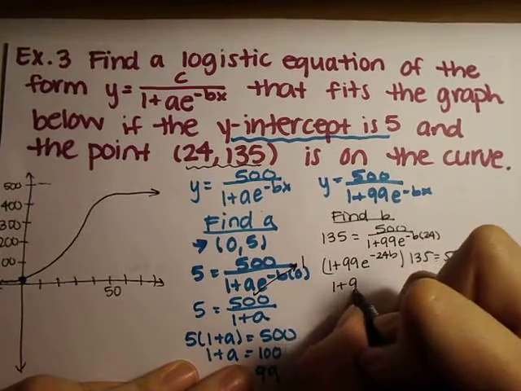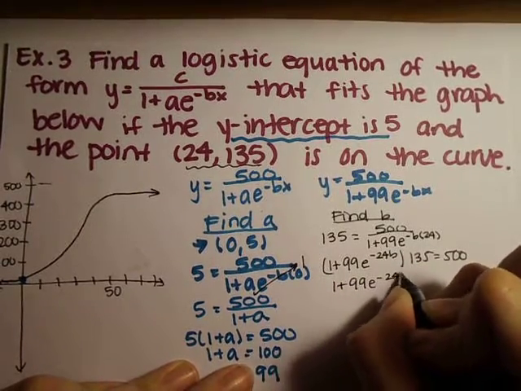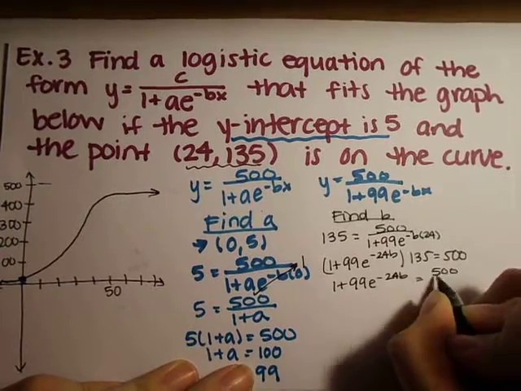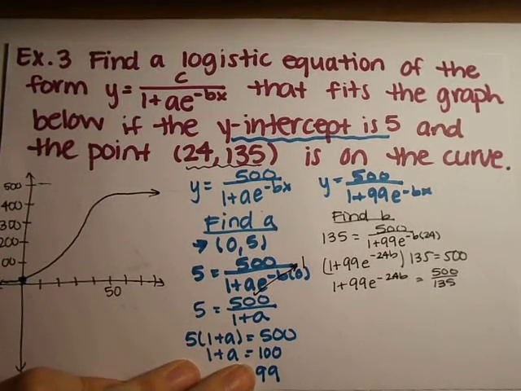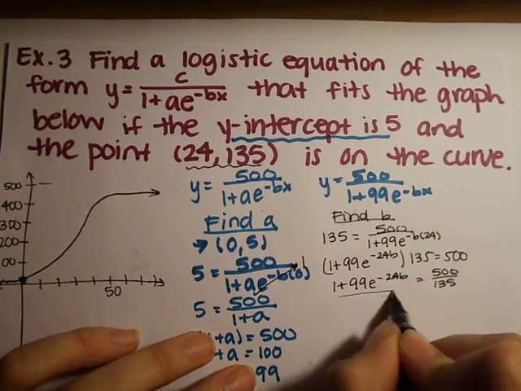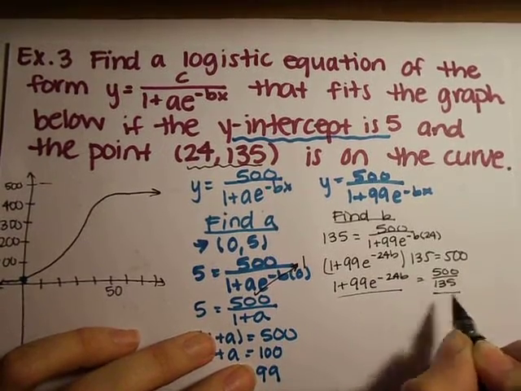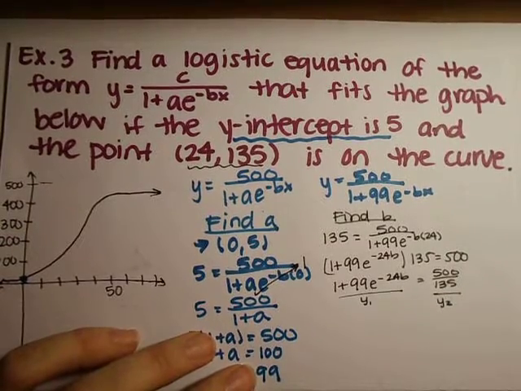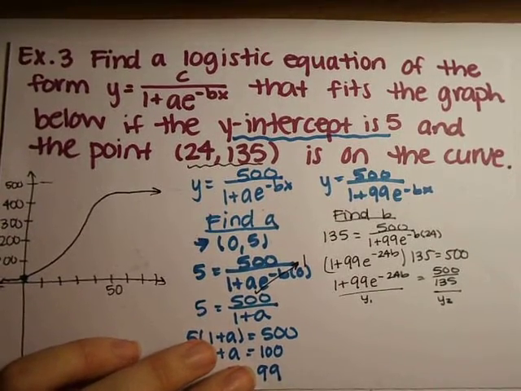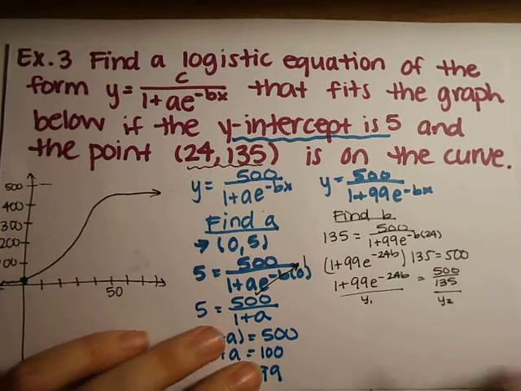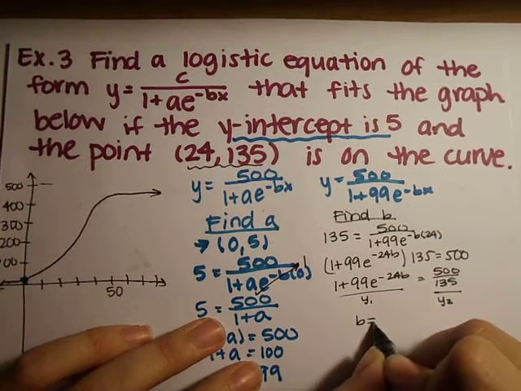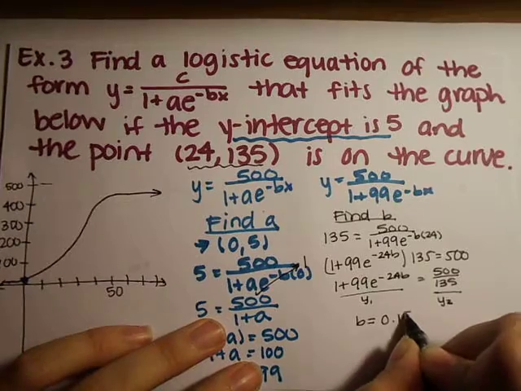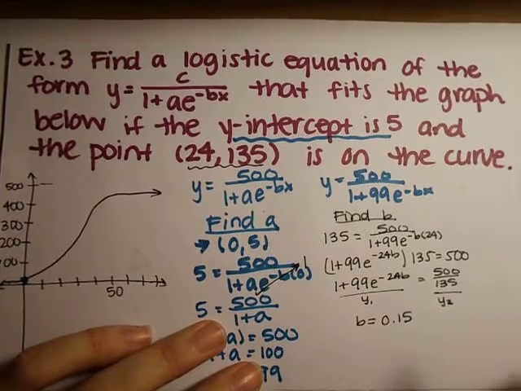Divide. And at this point I would stick it in the calculator and figure out where this intersects with this. So you can put this into y1, this in y2, and figure out where it intersects. Eventually we're going to use logarithms to solve this. You're going to find that b ends up being 0.15. So make sure you use your calculator.